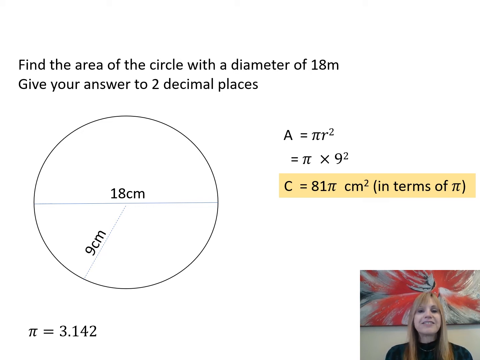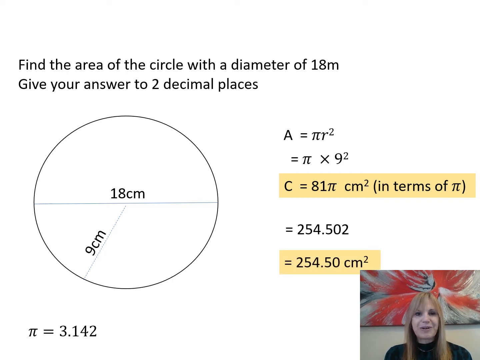And then the calculator answer would be to do 81 times pi, or 81 times 3.142, which is 254.502, and we need it to just 2 decimal places, so it would round to 254.50 centimeters squared.